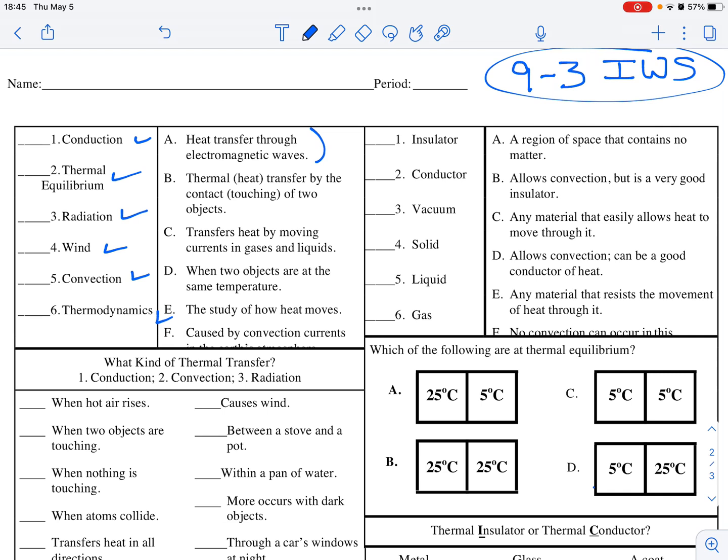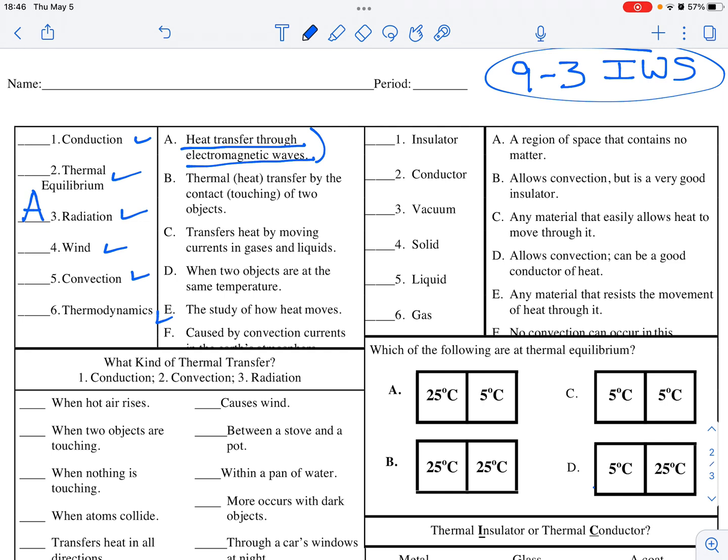So let's look at letter A. Heat transfer through electromagnetic waves. Read these. I'm going to pause for a moment. You can yell out what you think is the correct answer. If you said radiation, you are correct.